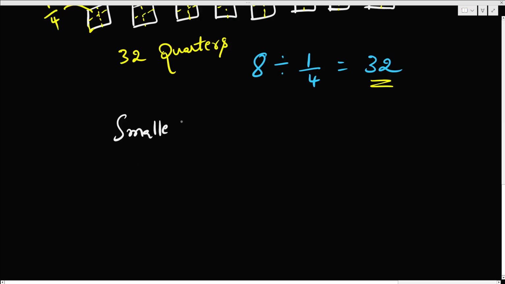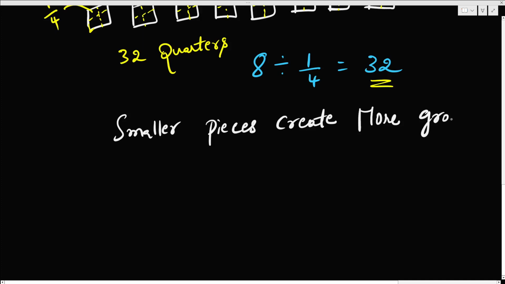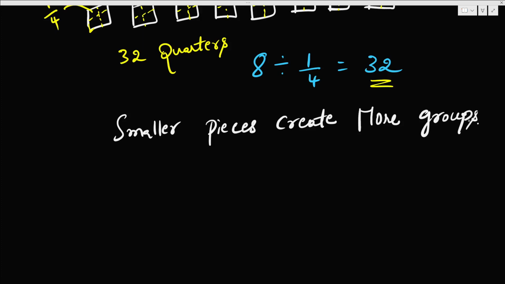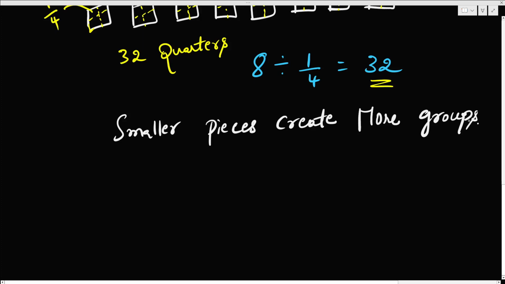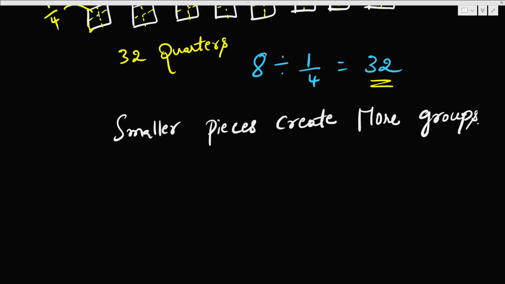Smaller pieces create more groups. The smaller the divisor becomes, the more groups fit inside. That's why division by fractions can increase numbers. Now, division by fractions is no longer just a rule. You actually understand why the answer becomes bigger.